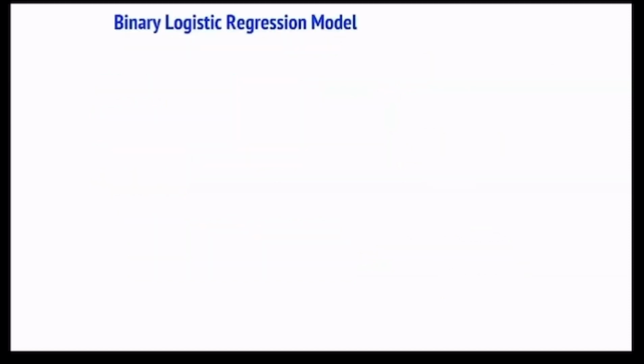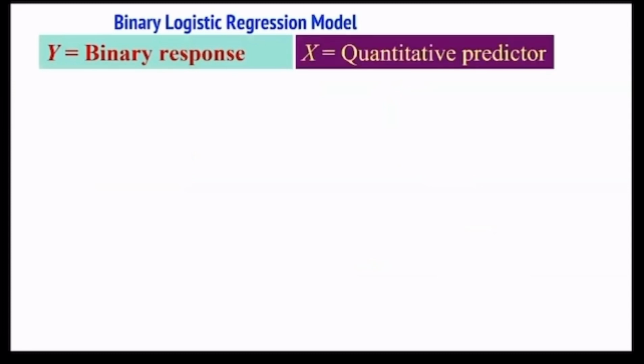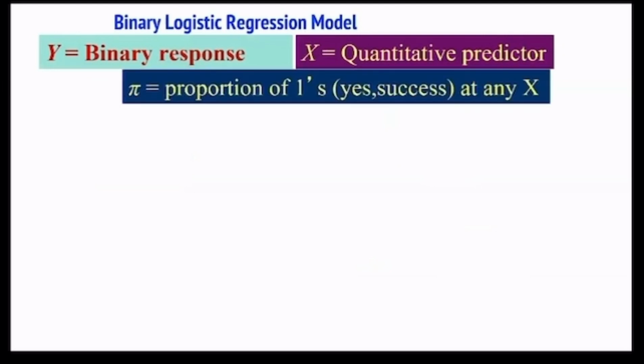Okay, I'm going to walk you through what I call the binary logistic regression model. For instance, we have y, which is a binary response, and we have a predictor x that is quantitative. Now we are going to consider pi, which is the proportion of 1, which is going to be yes, successes at any x. The idea here is giving any values of x.